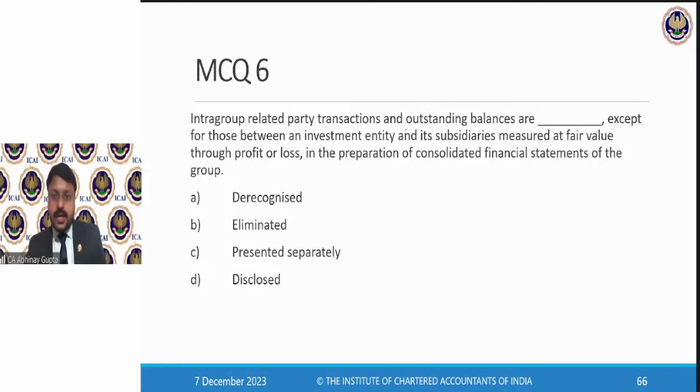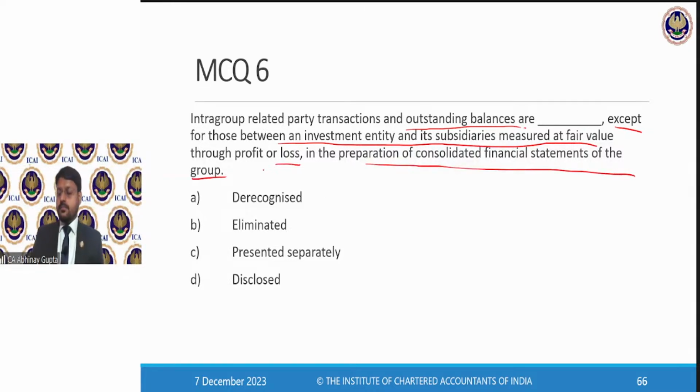Intra-group related party transactions and outstanding balances are dash, except for those between an investment entity and its subsidiary measured at fair value through P&L in the preparation of the consolidated financial statements of the group. So, recognized, eliminated, presented separately, or disclosed. A, B, C, D. He said eliminated. While preparing the CFS, consolidated financial statements, we generally eliminate intra-group transactions and corresponding balances. Correct.